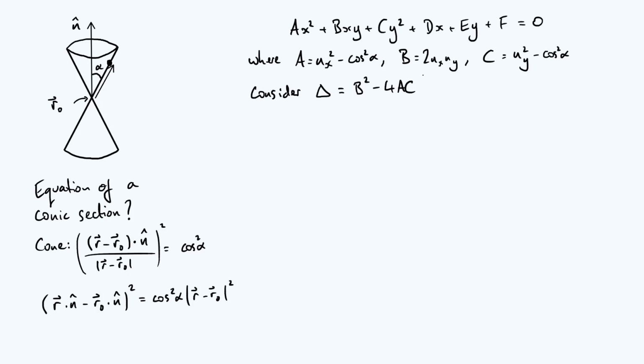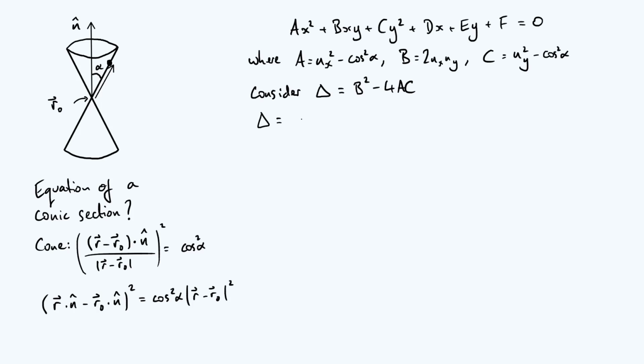This should look familiar from what you probably already know about quadratic equations. For a quadratic equation, the quantity b squared minus 4ac tells you whether you have 0, 1, or 2 real distinct roots of your equation. It turns out that this analogous quantity b squared minus 4ac for our conic section equation actually has a very interesting geometrical interpretation. So let's figure out what delta, the discriminant, is equal to in terms of the parameters of the cone.